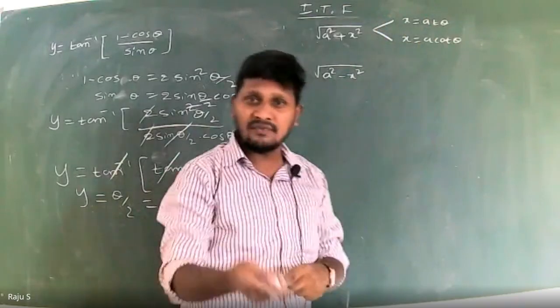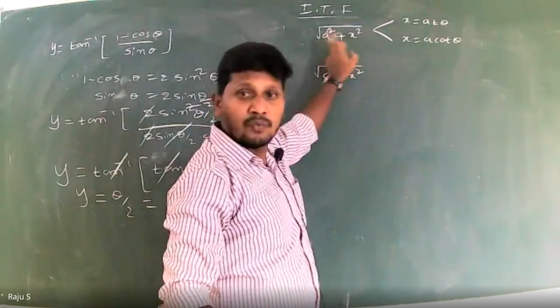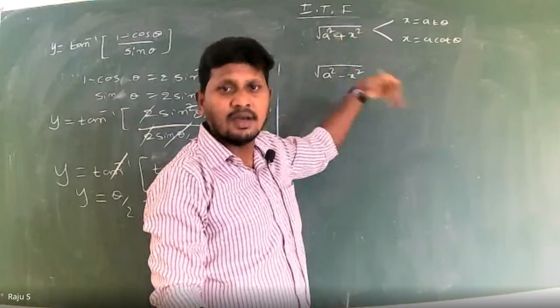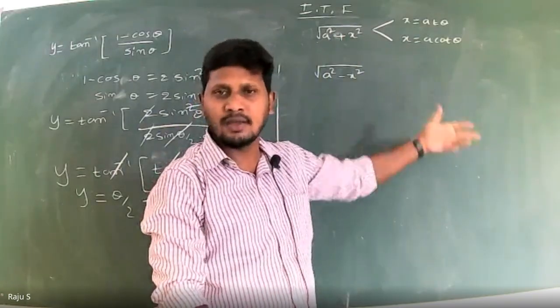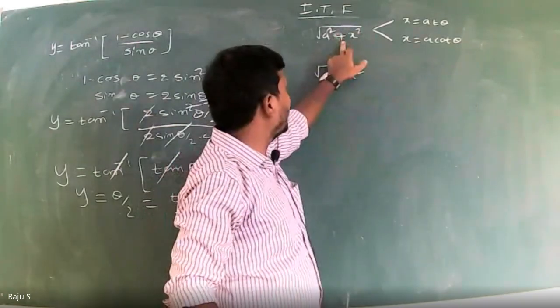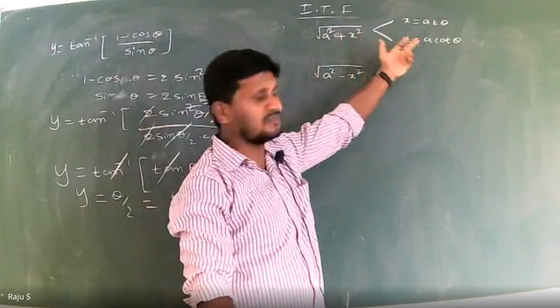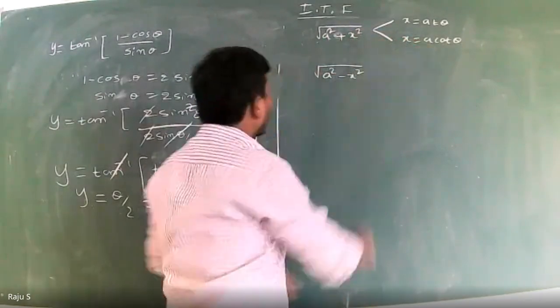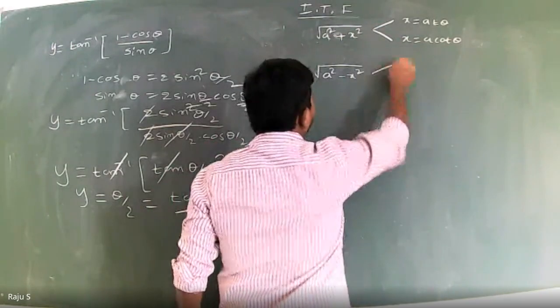They may give different ways: 1 plus x square, 4 plus x square, 9 plus x square, or 3 plus x square, 4 plus x square, 5 plus. So whatever it is, wherever plus is there between these two, substitute tan theta or cot theta. Okay, where minus is there, in this there will again be two cases.